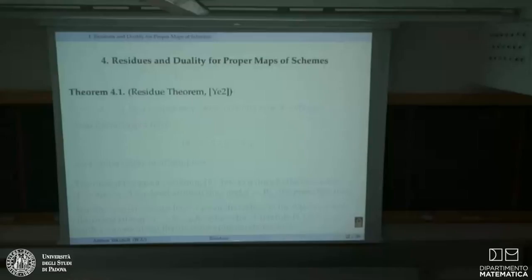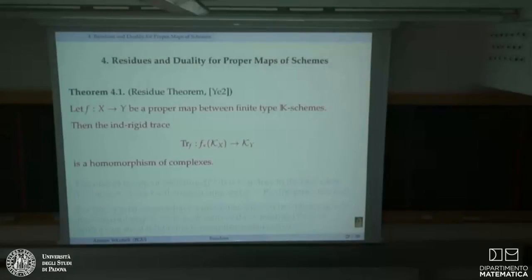So here's the residue theorem. Between any map of schemes, we already have a rigid trace. We would like to know, just like in the projective line, where we're at the point of infinity, that we have commuting with the coboundary. So the theorem says that whenever F is a proper map, this rigid trace is a homomorphism of complexes. This is called the residue theorem because, for example, in the one-dimensional case, it is actually the sum of residues equals zero.